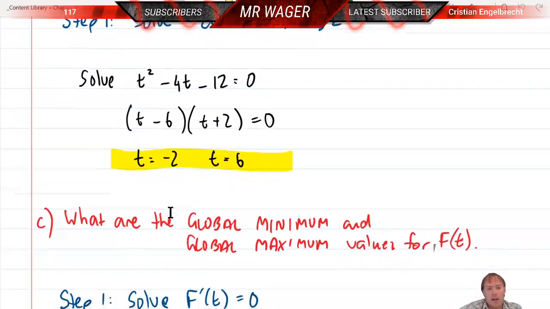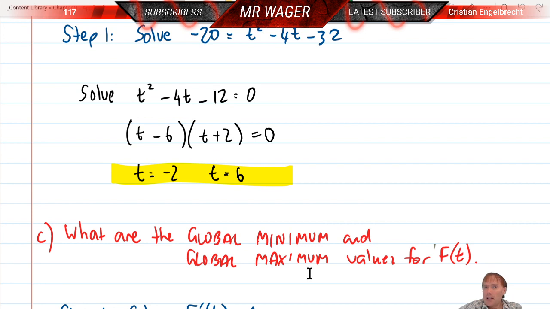Okay, so we've done part B. Then the part C, this is the bit that's a little bit new, is where we're asked to work out the global minimum and the global maximum values for F of t. So for our area function, when is our area function the biggest and when is it the smallest? In particular, we're asked to work out the values here. So not necessarily the t values on the axis when it happens. It's saying, what are the global minimum and maximum values? So what's the biggest area function value and what's the smallest?